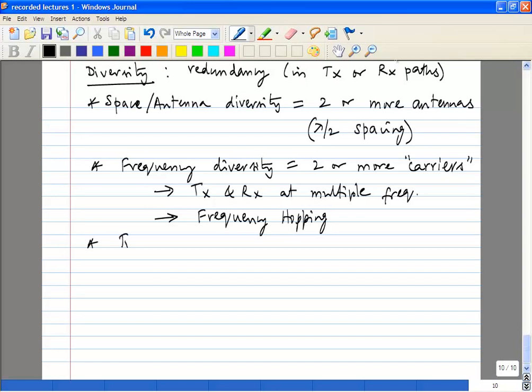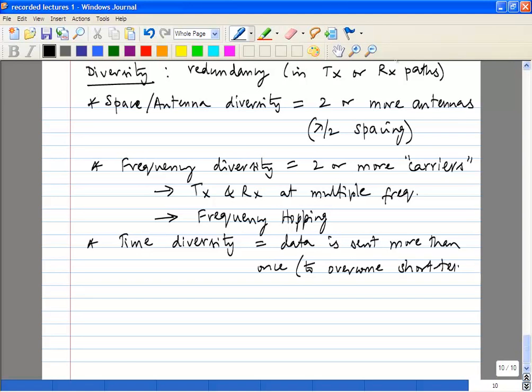And the last kind of diversity we'll look at is time diversity. What is meant by time diversity? You send the data more than once, mainly to overcome short-term fading effects. For example, you could have a moving object, maybe a car, maybe a person walking through a room, which could cause short-term fading. So if you send the data once more, you are sure to receive it the second or third time. So that is time diversity.